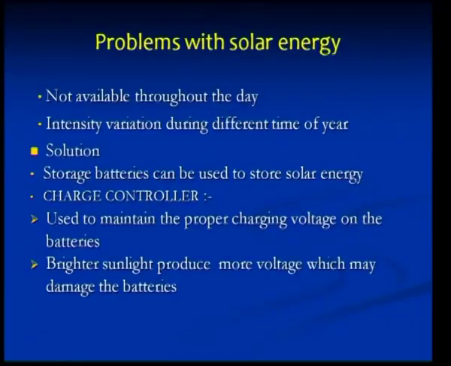The best solution for such problems is to have a storage battery which can be used to store the solar energy, and a charge controller would pave the way for these solutions. A charge controller may be used to maintain the proper charging voltage on the batteries, as brighter sunlight produces more voltage, which may damage the battery. This will have to be remembered when you handle charge controllers. So, a storage battery would be the best solution for storing your energy when there are seasonal, climatic and geographical changes happening on the earth.